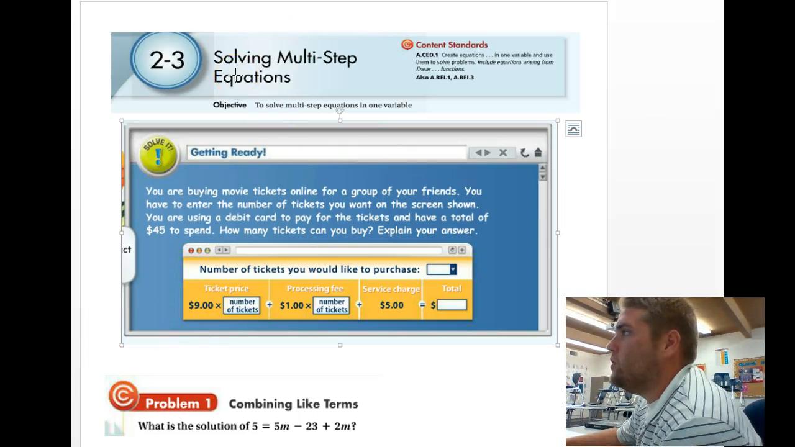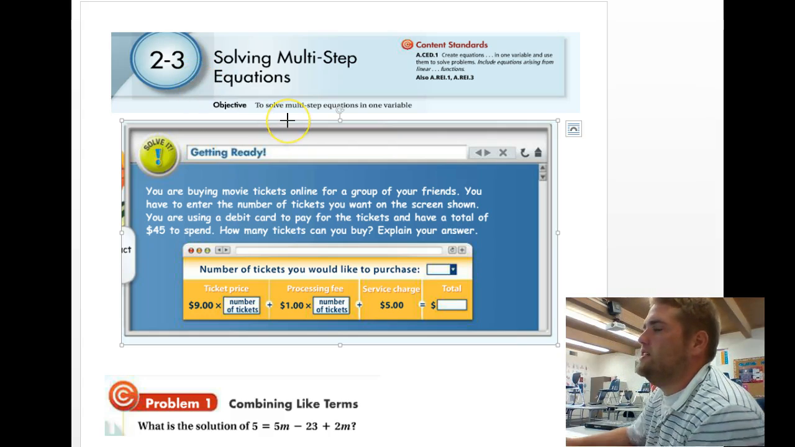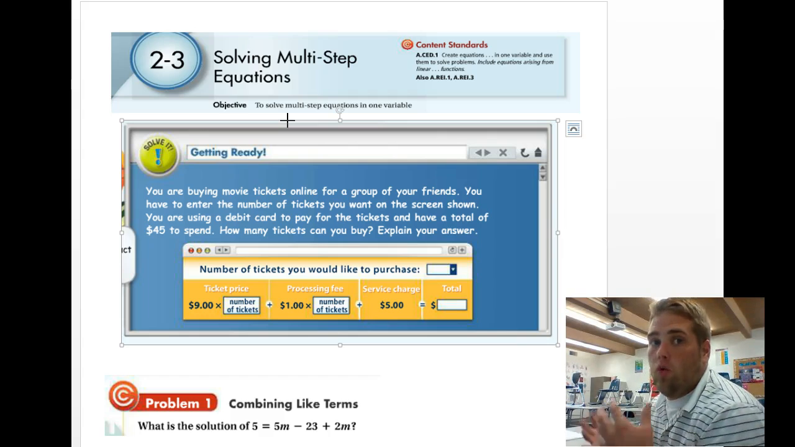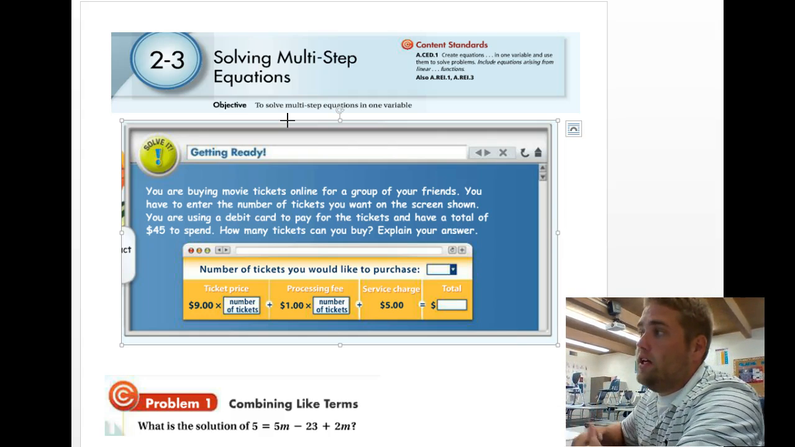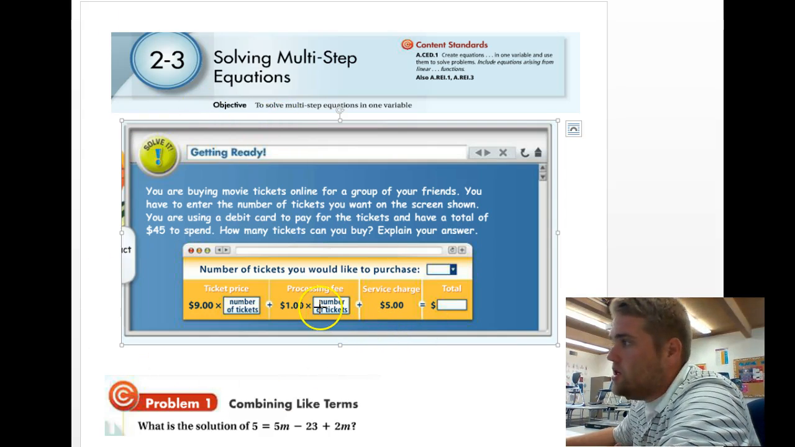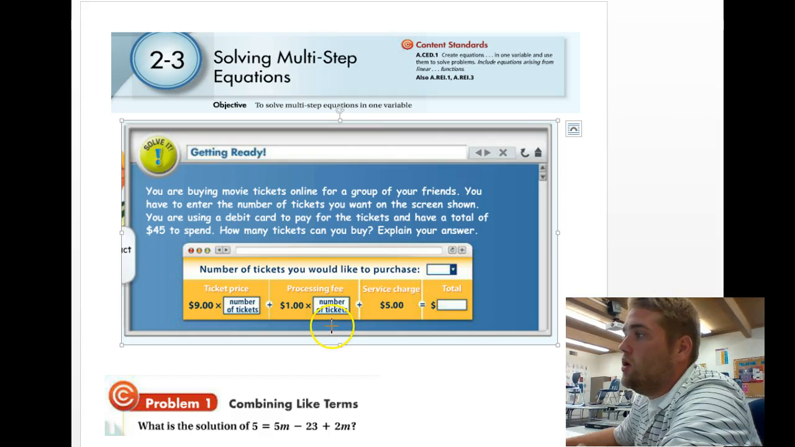Yay! I got 2.3 today, solving multi-step equations, and this is very similar to the stuff we've been doing all week. So hopefully it just builds on what we've been doing. Once again, first thing I want you to do before we start taking notes or anything, just try this little box here. See if you can figure it out using techniques you already learned. If you can, that's great. If you can't, we'll go over it in class.